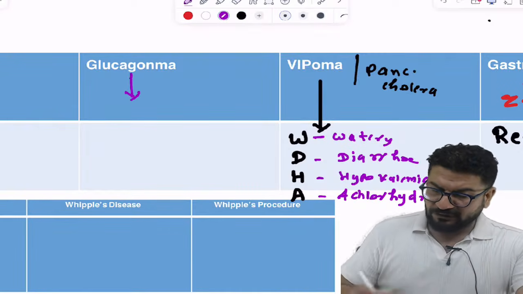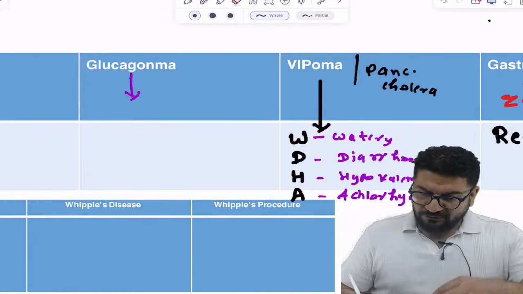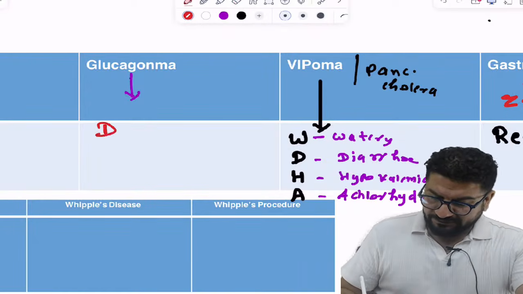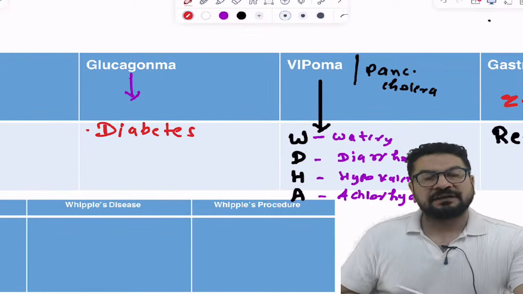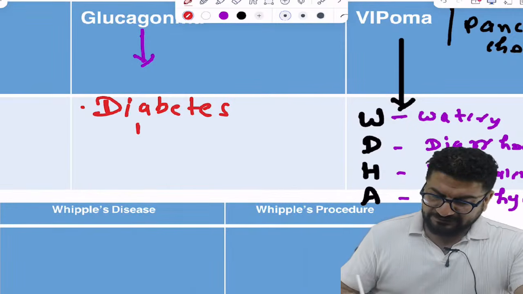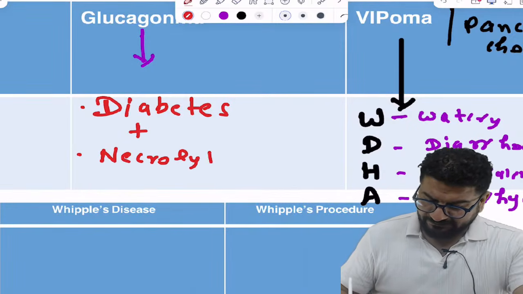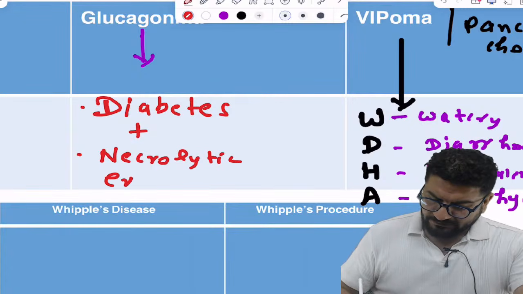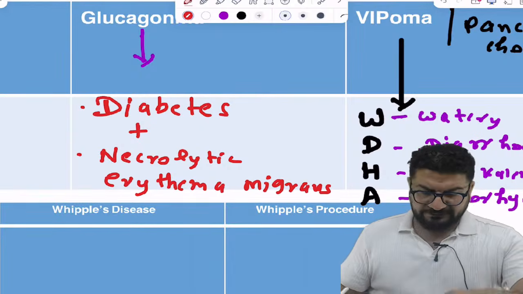Glucagonoma, understand this thing. Here the patient will have a high glucagon level. More glucagon means the patient will develop diabetes. Along with diabetes you can see a skin rash. We call this necrolytic migratory erythema. So this will be a rash that we see.